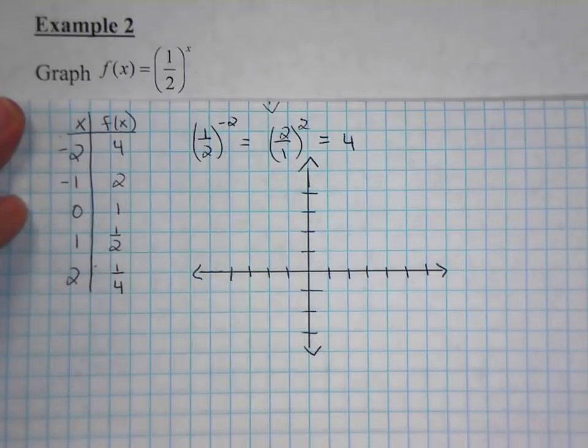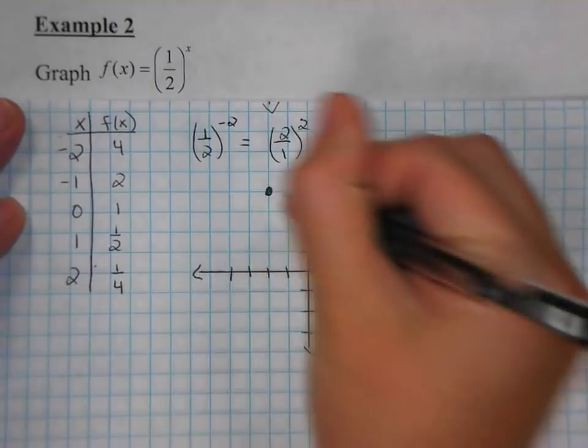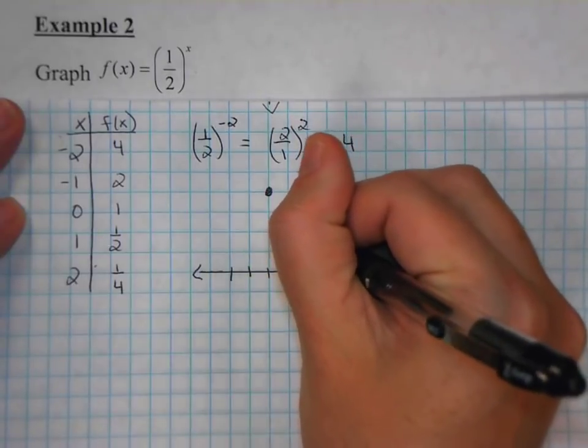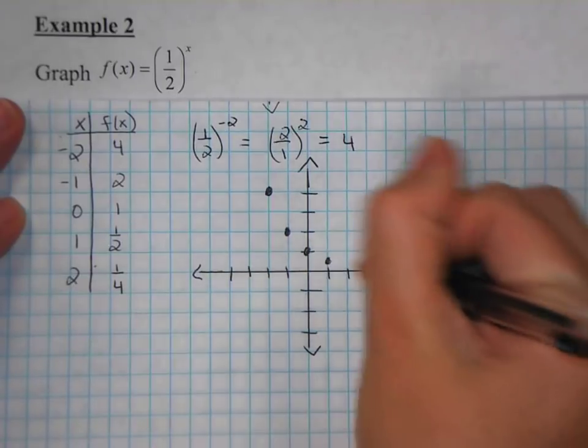Okay, so negative 2, 1/4; negative 1, 1/2; 0, 1; 1, 2; and 2, 4.